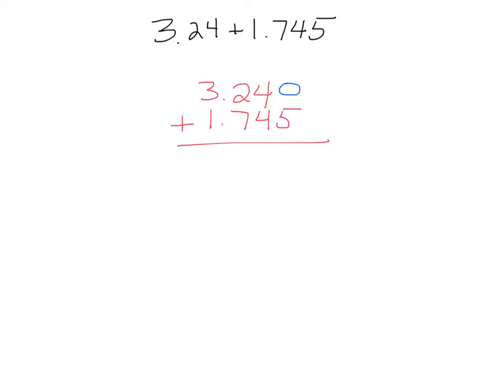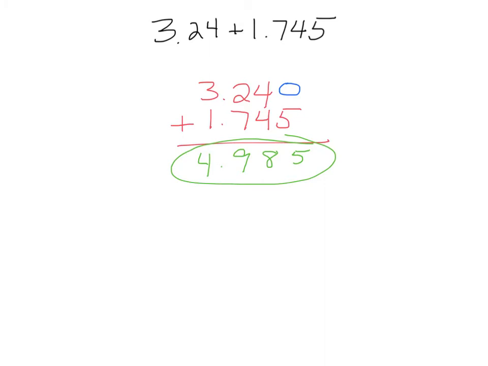So, we're going to simply just add, like we did in elementary school, going up and down. 0 and 5 is 5. 4 and 4 is 8. 2 and 7 makes 9. Decimal. 3 and 1 is 4. That is your answer, 4.985. And that's really easy because both numbers at the top, originally, they were both positive.